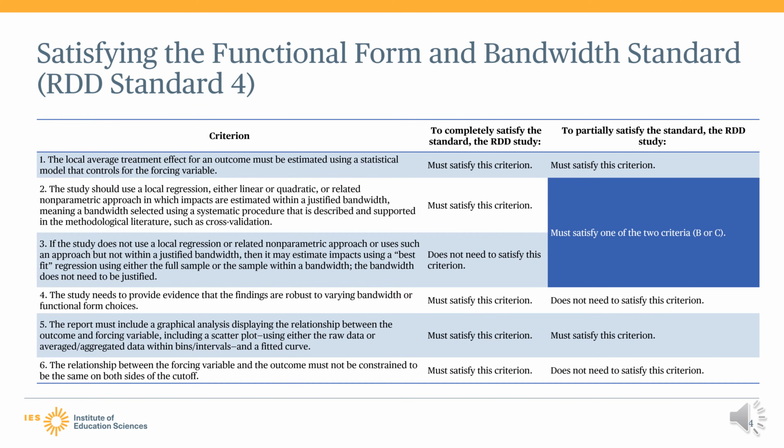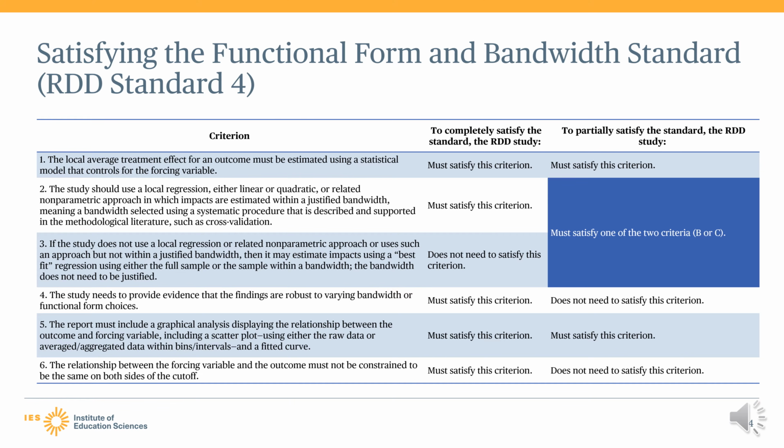Let us first consider those scenarios where Criterion B is met, when the impacts in the RDD are estimated using local linear or nonlinear regression, or a related nonparametric approach, in which impacts are only estimated within a justified bandwidth. Again, this is generally the preferred analytic approach because it better ensures an appropriate functional form specification of the outcome forcing variable relationship. In this scenario, when Criterion B is met, a study can satisfy Criterion D in one of two ways. First, if findings from robustness checks demonstrate that the sign and significance of impact estimates is the same for a total of at least two justified bandwidths.